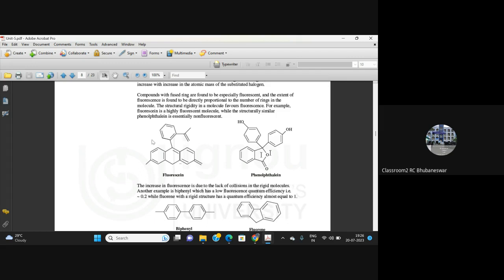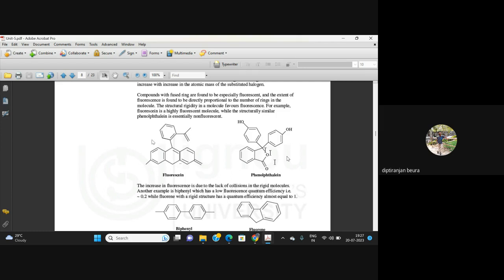However, in phenolphthalein, the conjugation is getting broken. Due to lack of conjugation, it is not showing fluorescence, however it is showing a color. So the thing is, in general there are certain rules, but for every rule there is also a limitation.